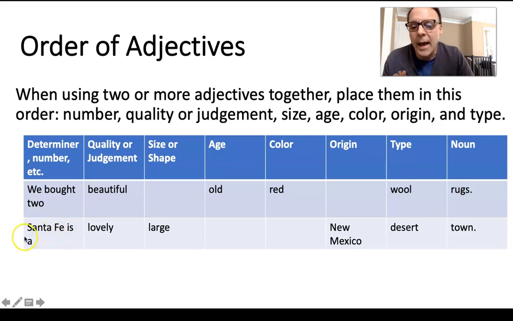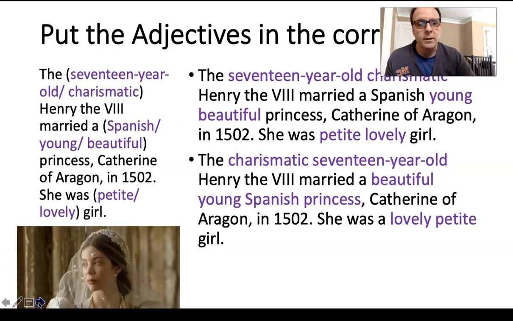Santa Fe is a, so it's 1, right? The number. Is a lovely? What quality? Is it size or shape? It's a large. Age? We don't know. Old. Color. And its origin, it's New Mexico. And the desert is a type, and it's a town. So Santa Fe is a lovely, large New Mexico desert town. If you were going to use all those adjectives in a sentence, this would be the order you want to put them in. So let's look at how this works with another sentence.